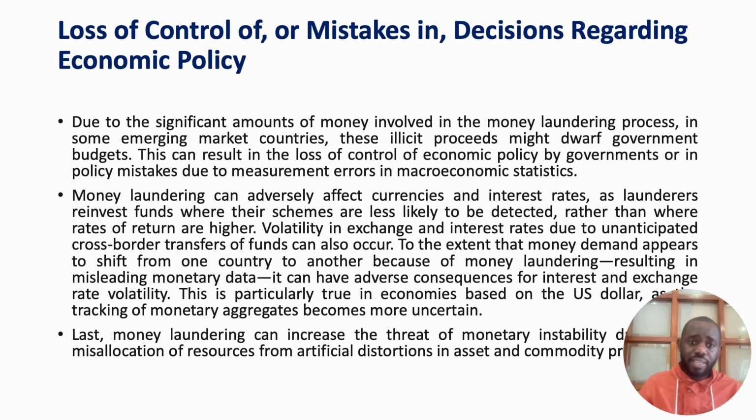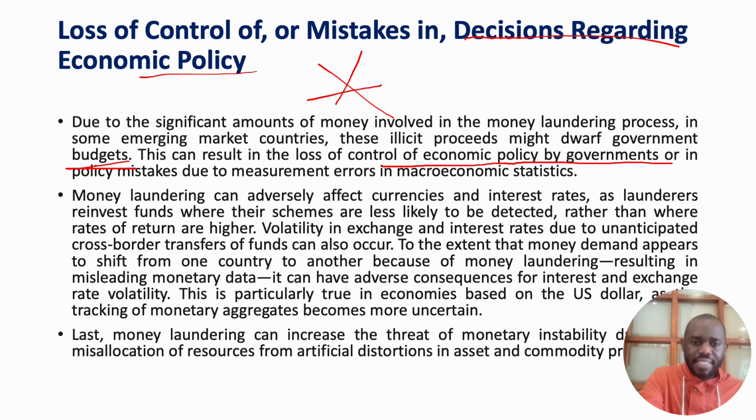The other effect of money laundering, like I stated earlier, is that it leads to loss of control or mistakes in decisions regarding economic policy. And one may wonder, what is the link between money laundering and losing control in terms of economic policy? Now, money laundering involves large amounts of money. There's a lot of money involved in the process, billions and billions. And in emerging countries, you should really understand that these illicit proceeds, these criminal proceeds, might dwarf government budgets. And so what is the impact of this? This can result in loss of control of economic policy by governments, or in policy mistakes due to measurement errors in macroeconomic statistics.